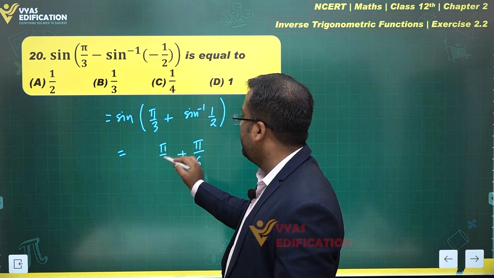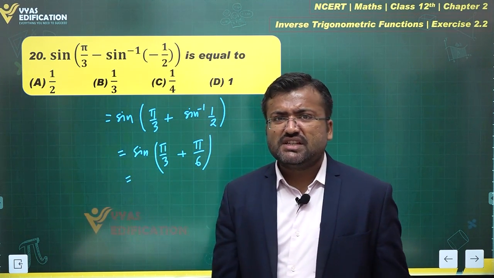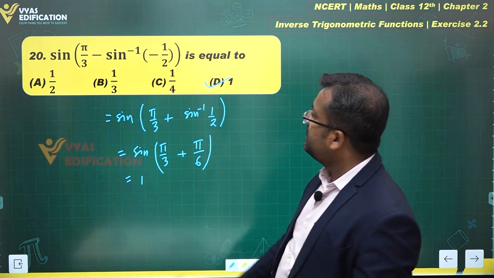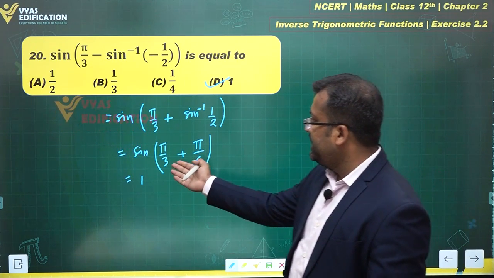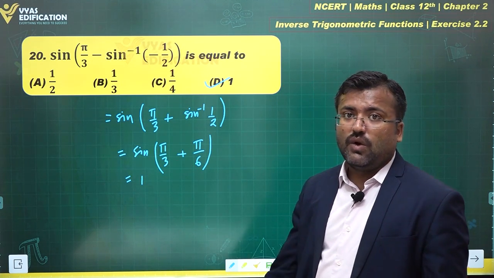There is a pi by 3 already over here and you have a sine outside. Sine of pi by 3 plus pi by 6 is sine pi by 2, which is 1. The value of this expression is option D, that is 1. Is that all? Yes. Pi by 3 is 60, pi by 6 is 30, 60 plus 30 is 90, sine 90 degree is 1. That's all.